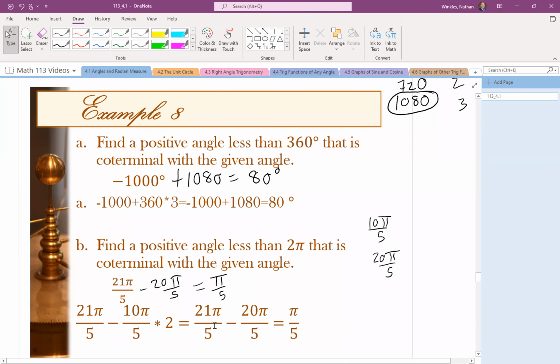So therefore, by taking 21 pi over 5 minus 10 pi over 5 times 2, we get 21 pi over 5 minus 20 pi over 5, which is just pi over 5 here. So that would be my positive angle that is less than 2 pi and it's coterminal.